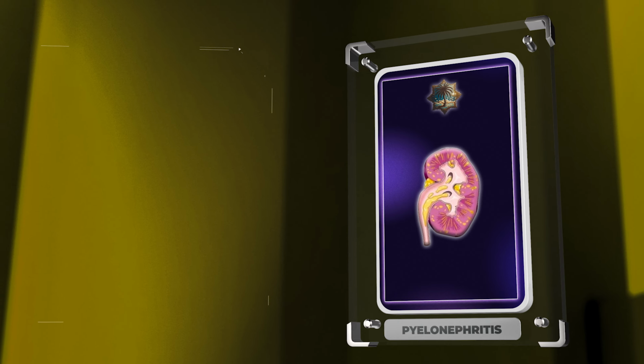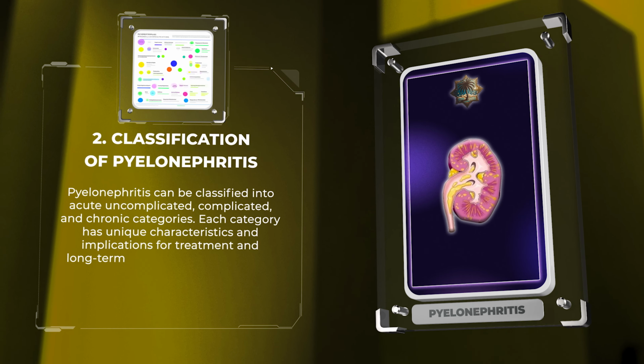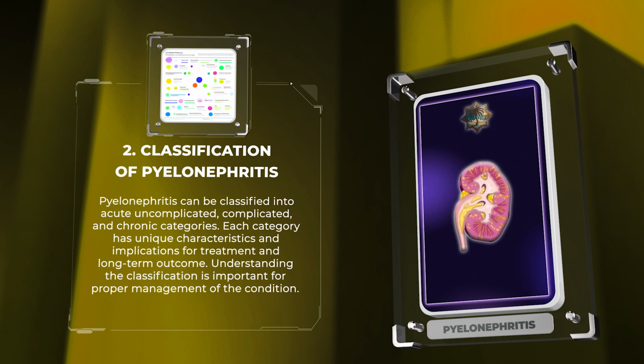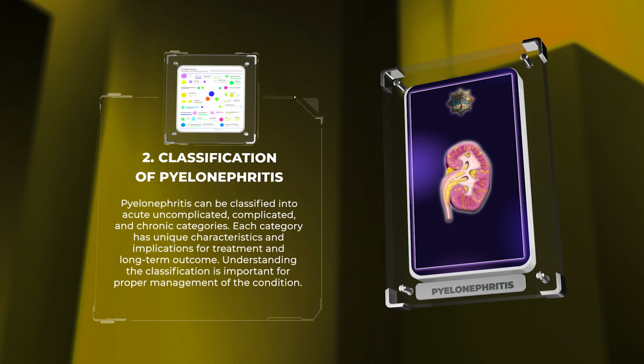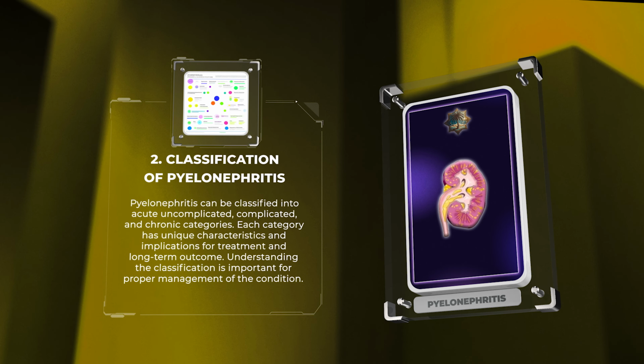Pyelonephritis can be classified into acute uncomplicated, complicated, and chronic categories. Each category has unique characteristics and implications for treatment and long-term outcome. Understanding the classification is important for proper management of the condition.